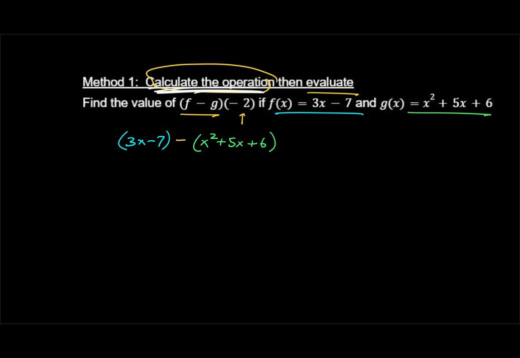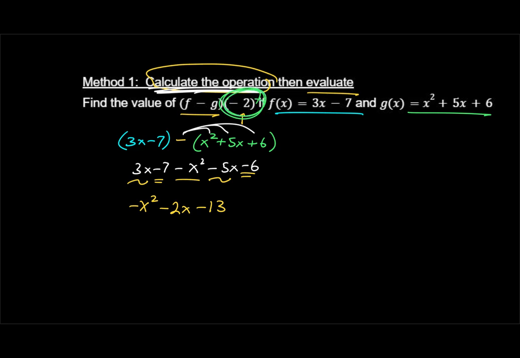So we have to simplify this expression. We're going to calculate the operation first, distribute through, giving us 3x minus 7 minus x squared minus 5x minus 6. And if I combine like terms, we're going to have negative x squared. We've got positive 3 and negative 5 to make negative 2x. And then negative 7 and negative 6 to make negative 13. However, we are not done there. We're also asked to evaluate it with -2 in for x. So I'm going to go back and do the evaluating part now.